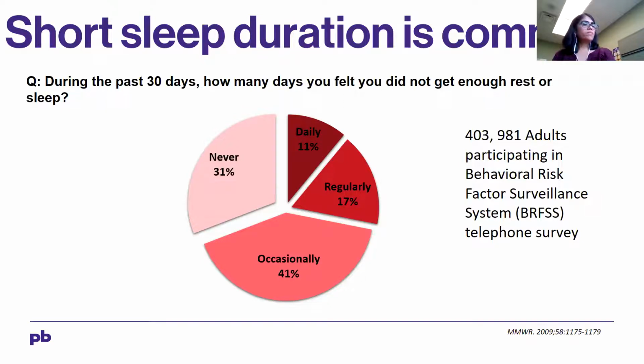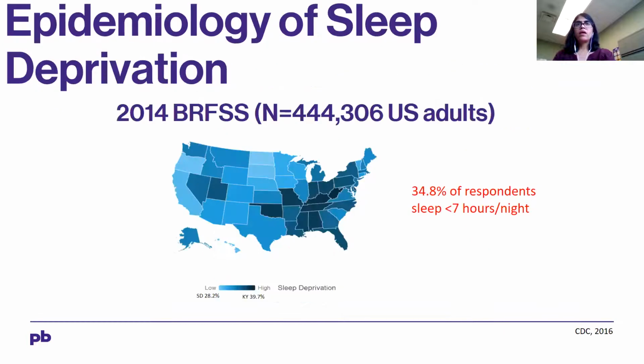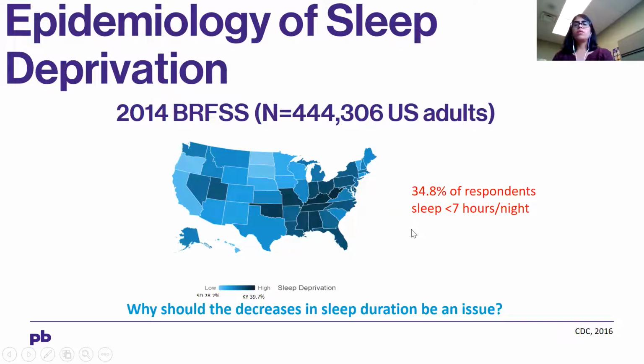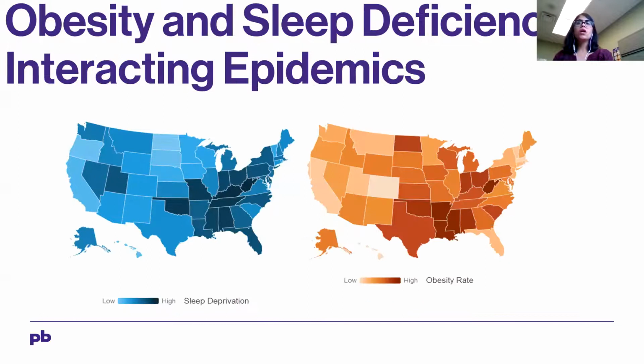So going forward, in 2014, this survey was again undertaken, and this sleep deprivation problem continues. This time around, close to 35% of the respondents said that they slept less than 7 hours each night. Now, here in this map, pay attention because there seems to be a close correlation with what you would see in obesity.